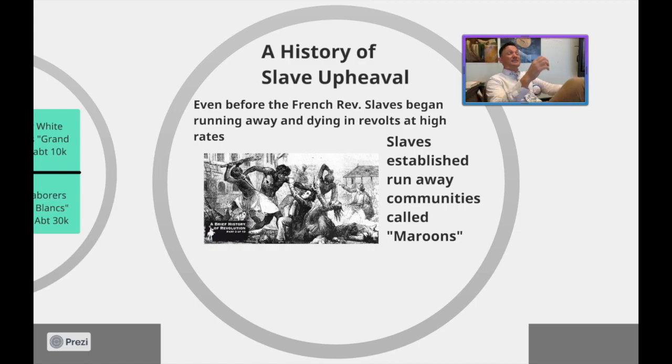So the thing about it, though, is that slaves began running away at very high rates. They actually established, very commonly, these things known as maroons, which were small runaway communities, right?